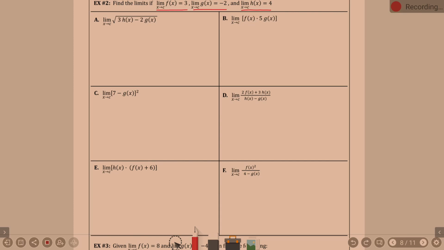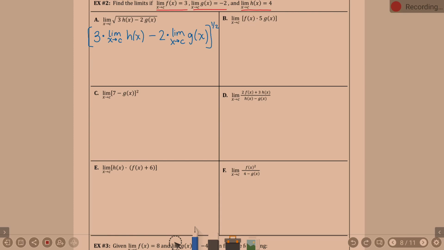My properties say this can be rewritten with the square root outside: 3 times the limit of h minus 2 times the limit of g. So if I do all the rewriting, it's 3 times the limit as x approaches c of h of x minus 2 times the limit as x approaches c of g of x. And then your last step is to take the square root. I'm writing it as raised to the 1/2 power, but it's the square root in the end.